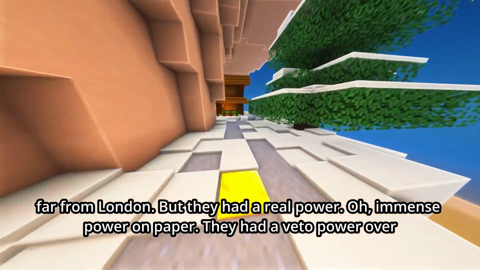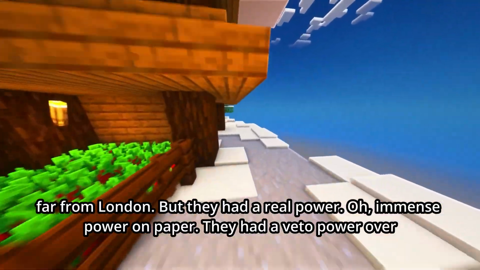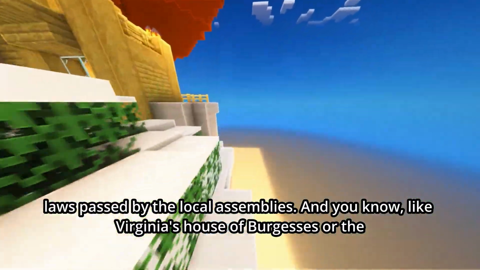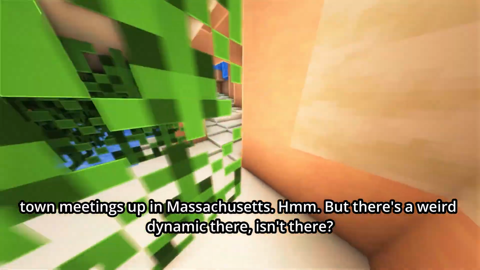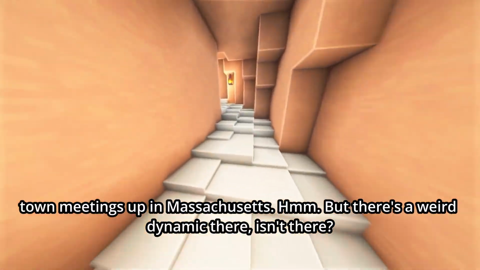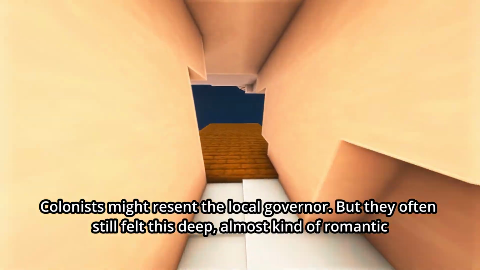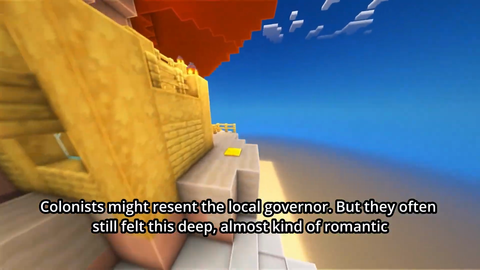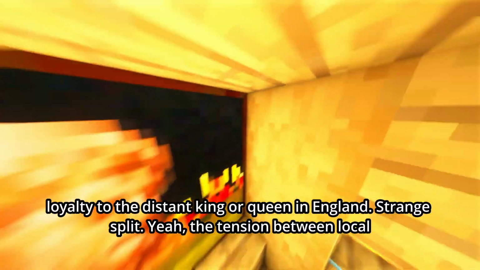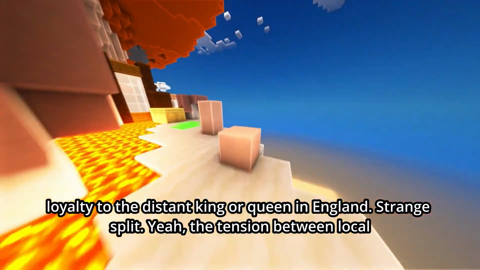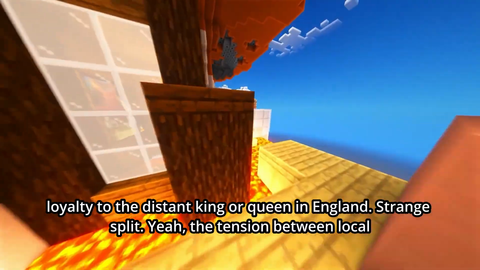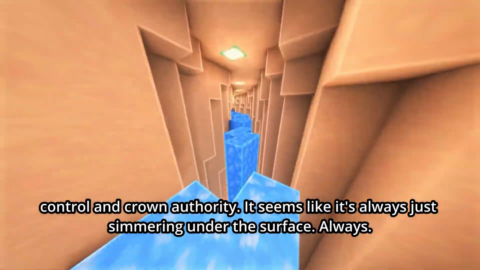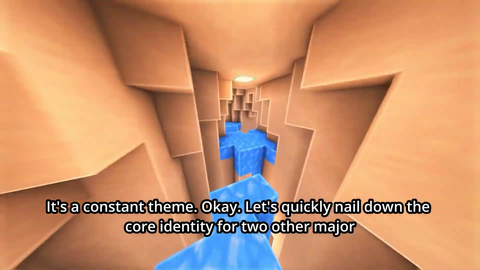But they had real power. Oh, immense power on paper. They had a veto power over laws passed by the local assemblies in, like, Virginia's House of Burgesses or the town meetings up in Massachusetts. But there's a weird dynamic there, isn't there? Colonists might resent the local governor, but they often still felt this deep, almost kind of romantic loyalty to the distant king or queen in England. It's a strange split. Yeah, that tension between local control and crown authority. It seems like it's always just simmering under the surface. Always. It's a constant theme.